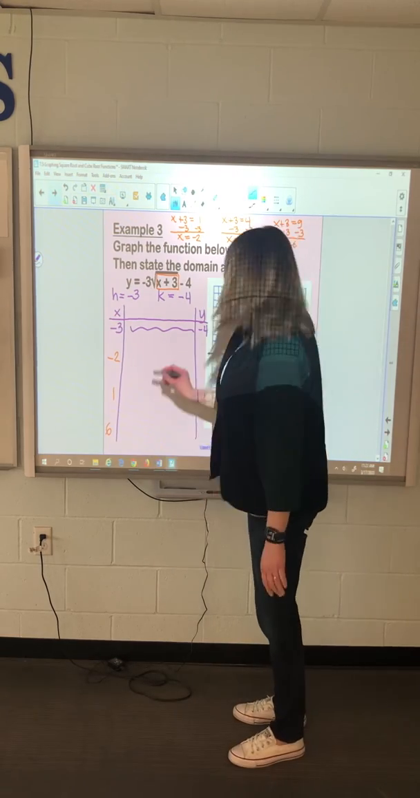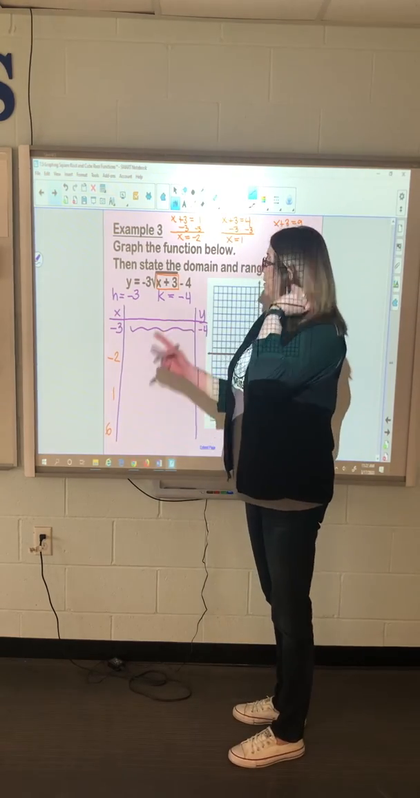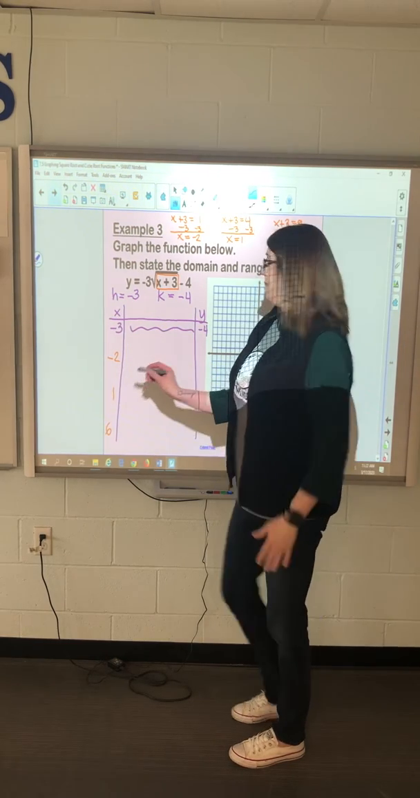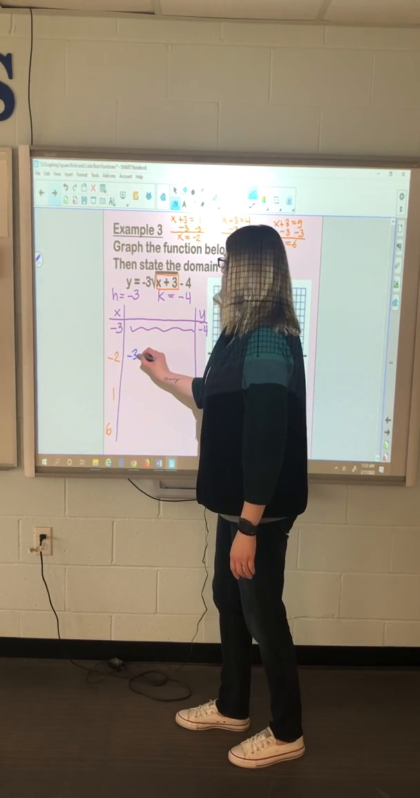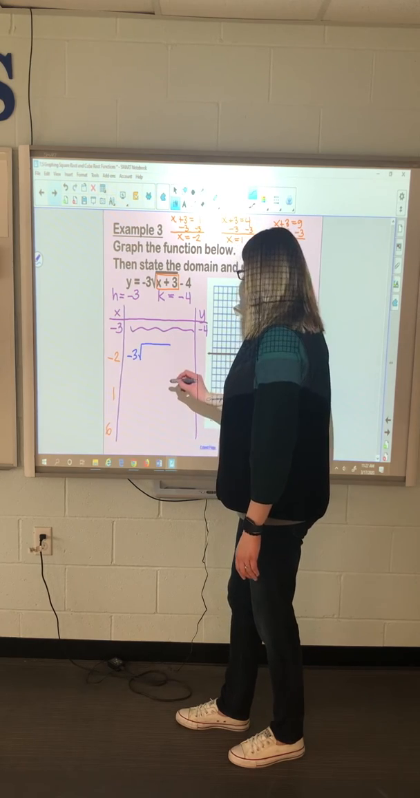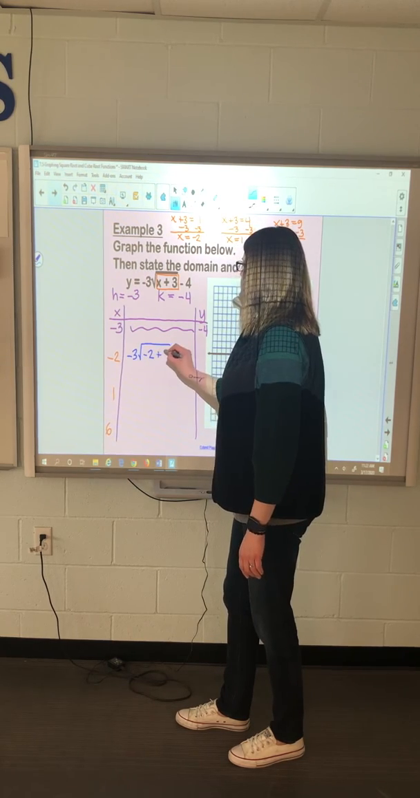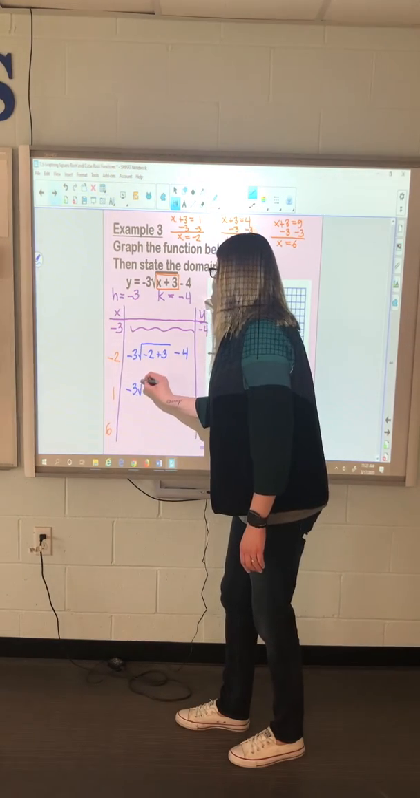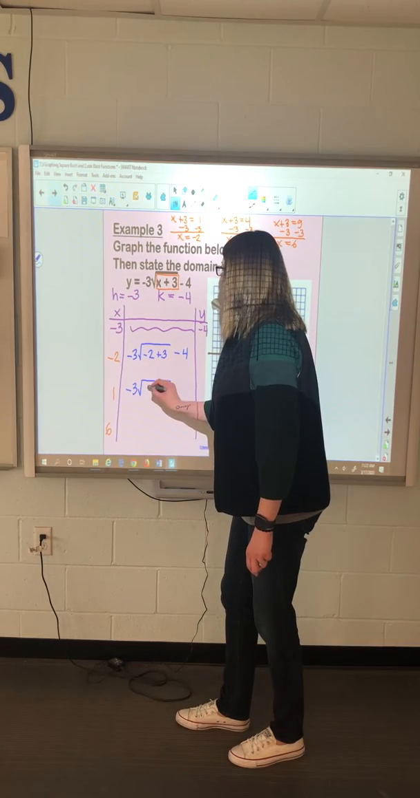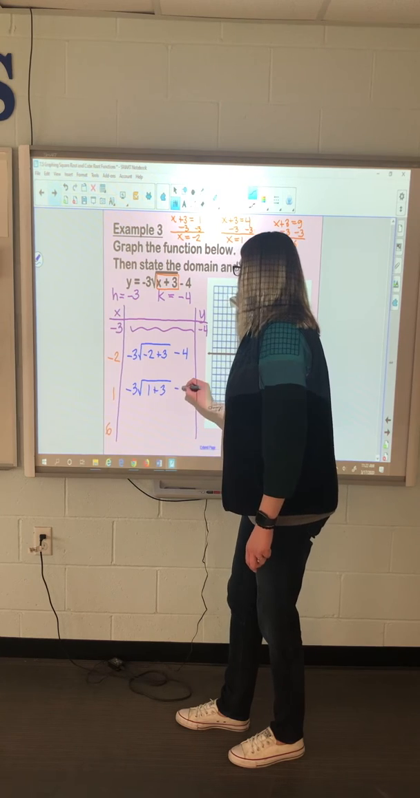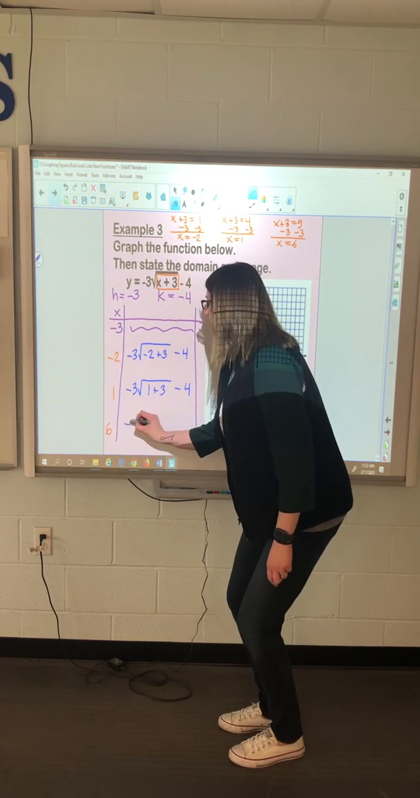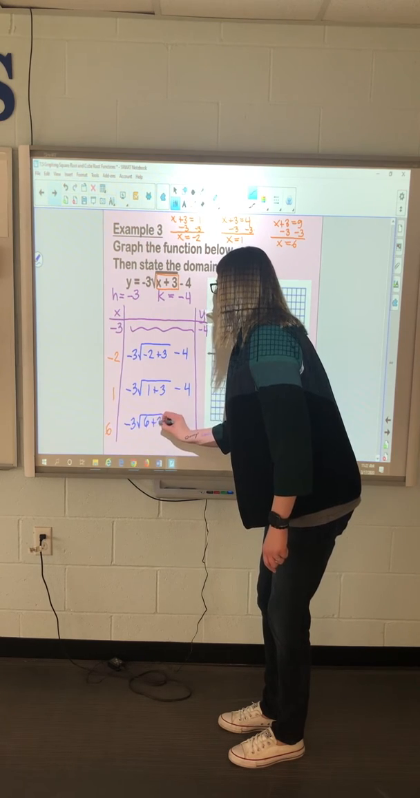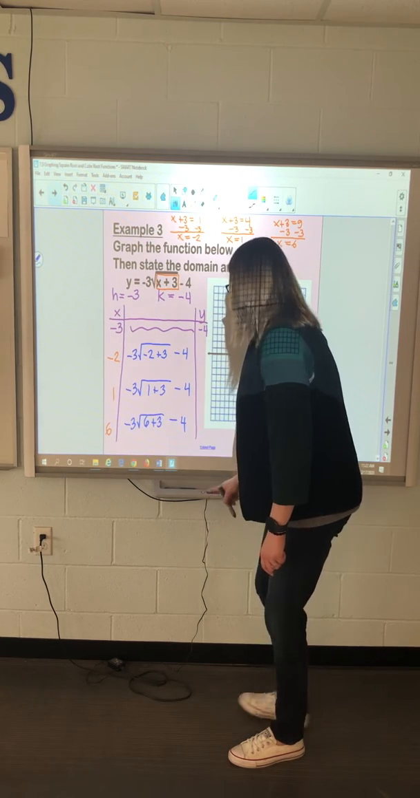Now we're going to plug it in. Now as you're plugging it in, look at your function, because notice you have a negative 3 that's in front of the radical. It's part of your function. So we're going to have negative 3 times the square root of negative 2 plus 3, and then behind that minus 4. Then the next one we have negative 3 times the square root of 1 plus 3 minus 4. And then the last one we have negative 3 times the square root of 6 plus 3 minus 4.